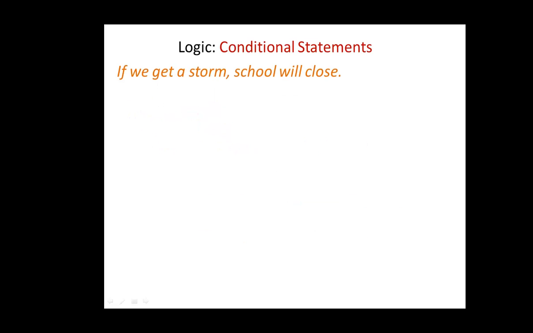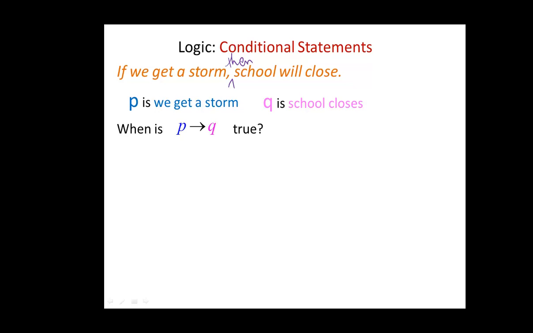Here's an example. If we get a storm, school will close. There's an understood then right here. You don't always see it when it's written in English. Our hypothesis is we get a storm, and the conclusion is school closes.